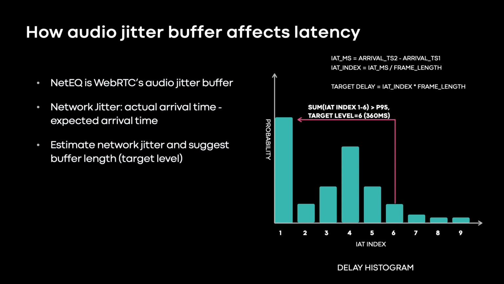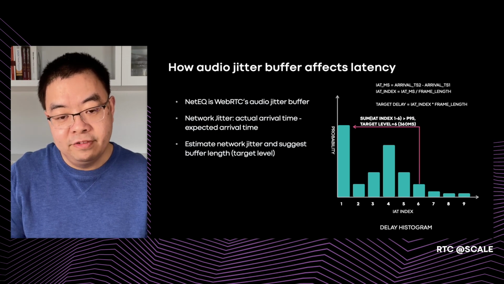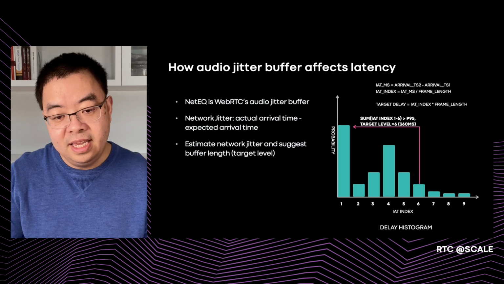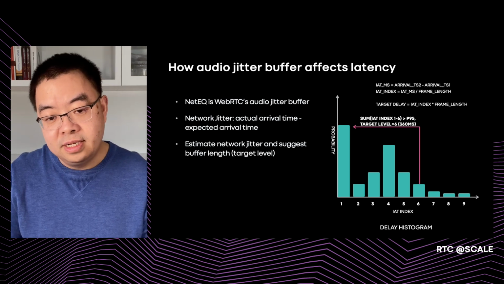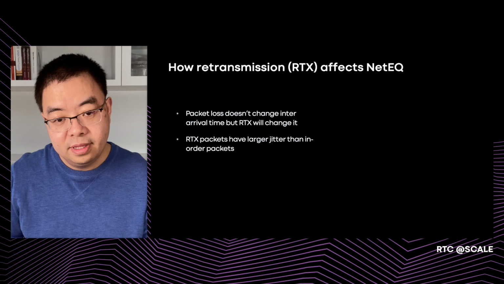So in this case, NetEQ calculates that from bucket 1 to bucket 6, the probability is going to cover 95% of packet arrival. Therefore, the delay here is set to target level 6. If we consider a frame size of 60 milliseconds, that translates to a 360 millisecond target delay.